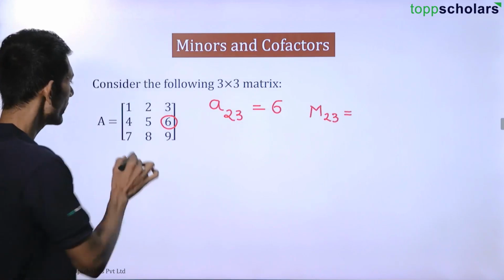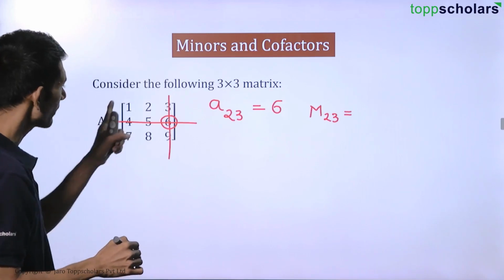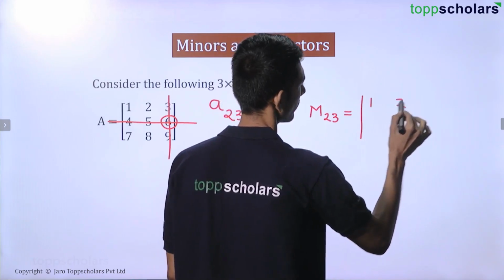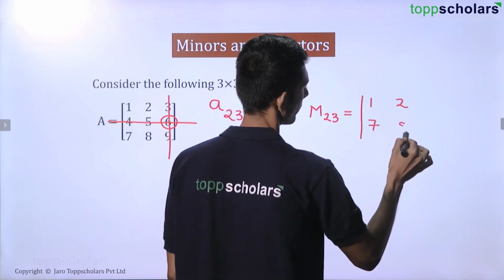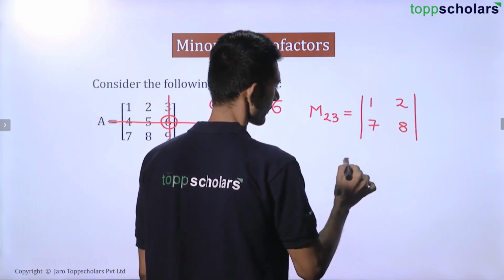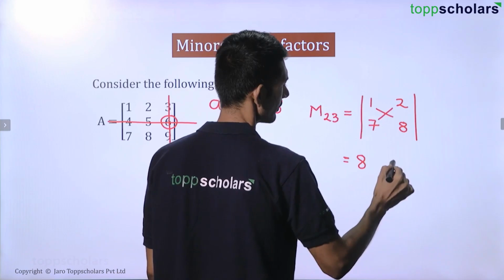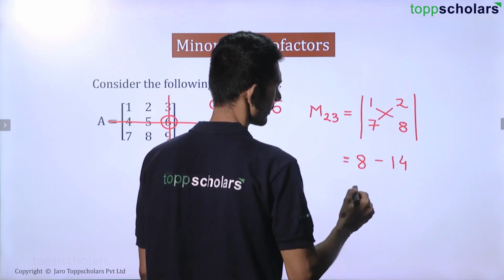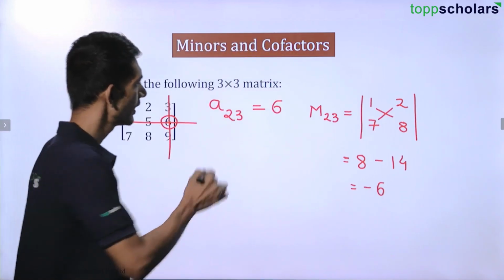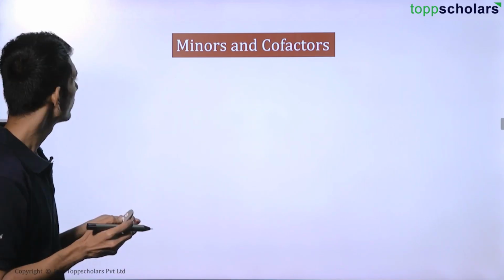So can I say M23 will be, delete the second row, delete the third column. What is remaining? 1, 2, 7, 8. Write it down. Solve this. 8 ones are 8, 7 twos are 14, subtract. You get minus 6. So A23 is 6 and M23 is minus 6. I hope this part is clear.